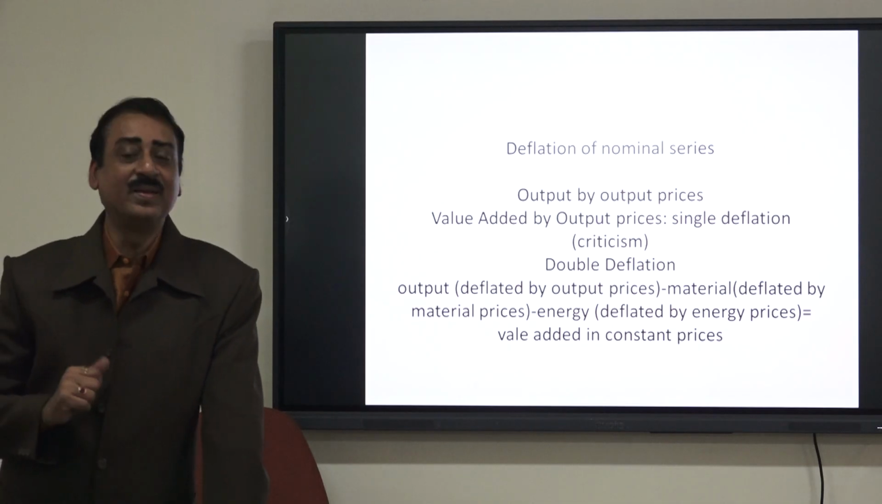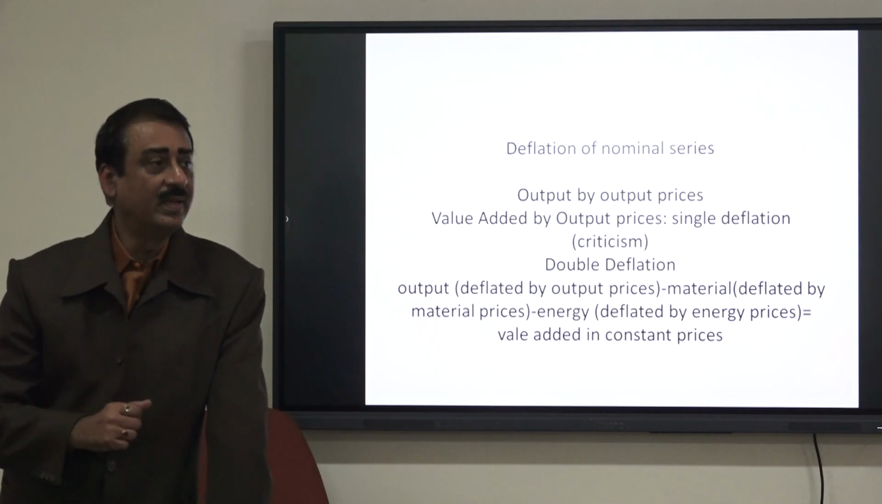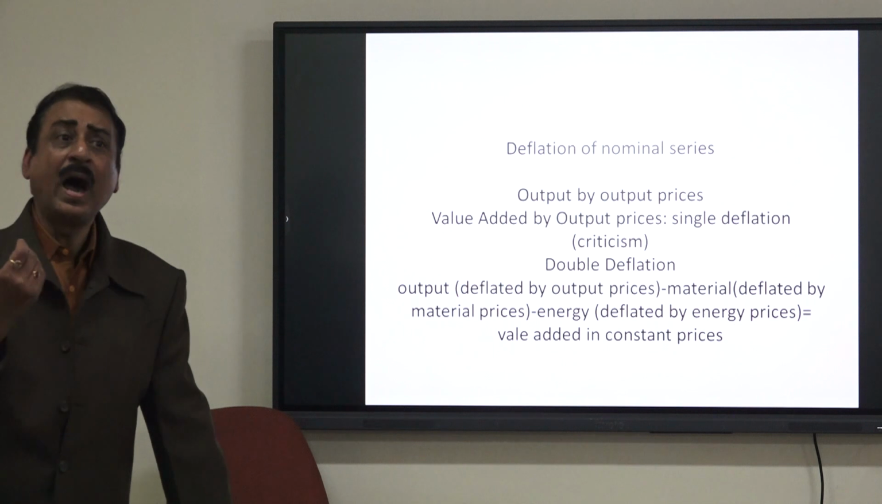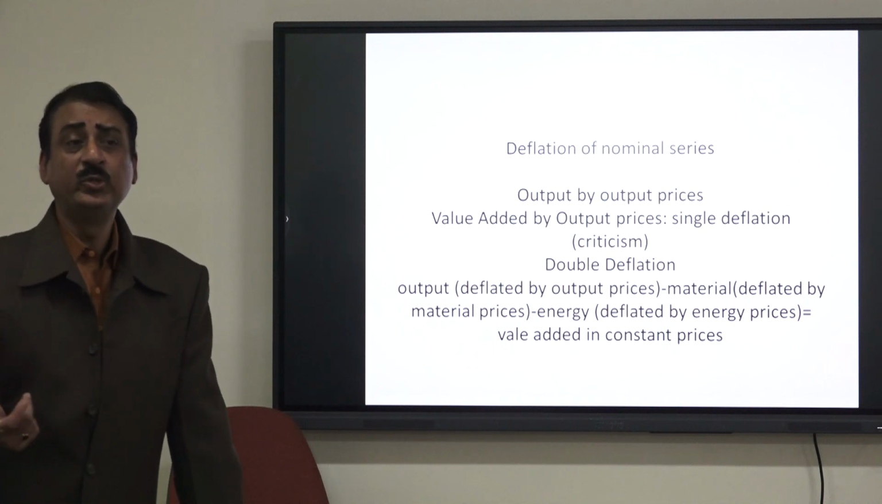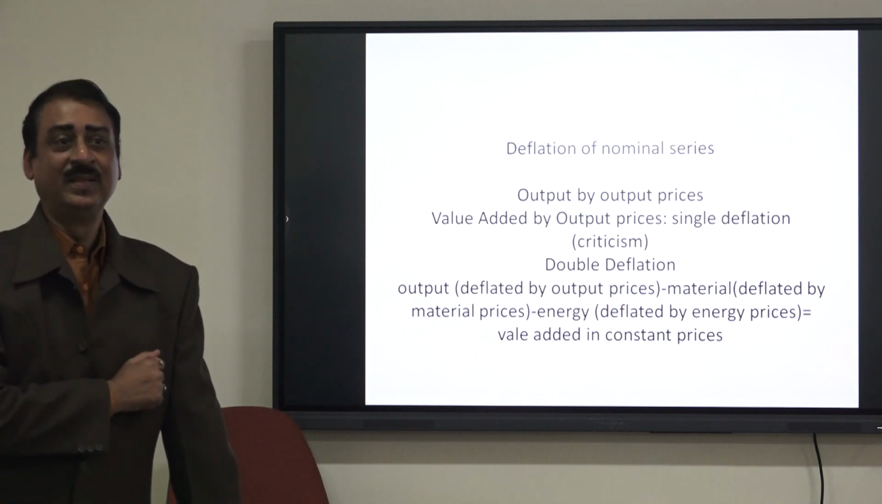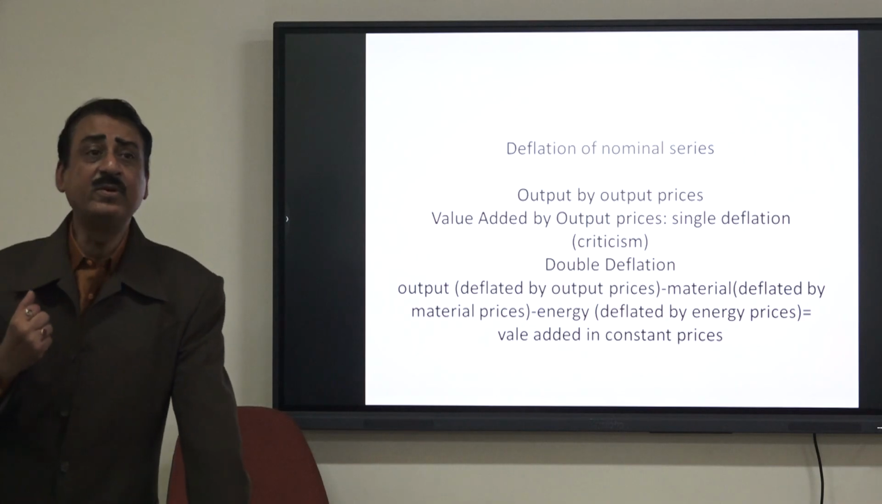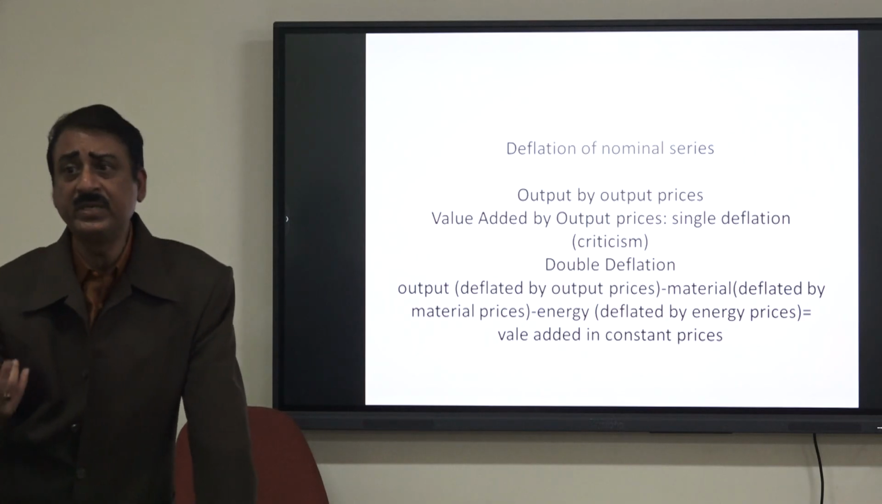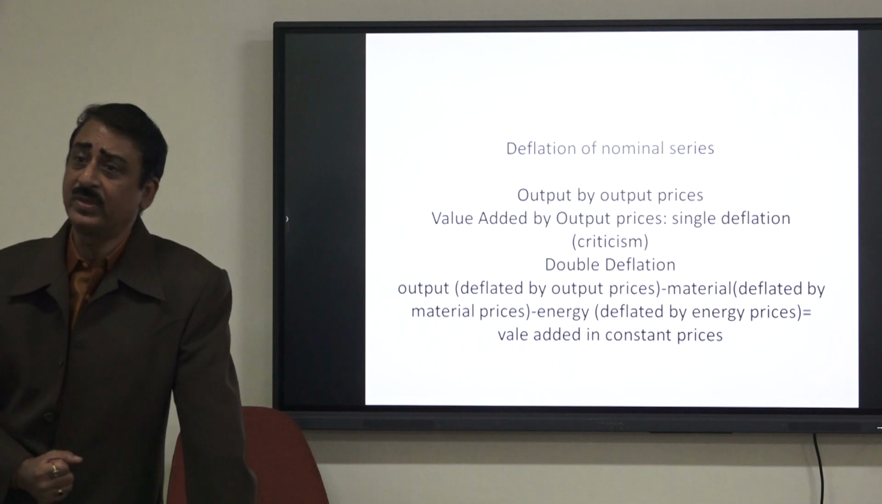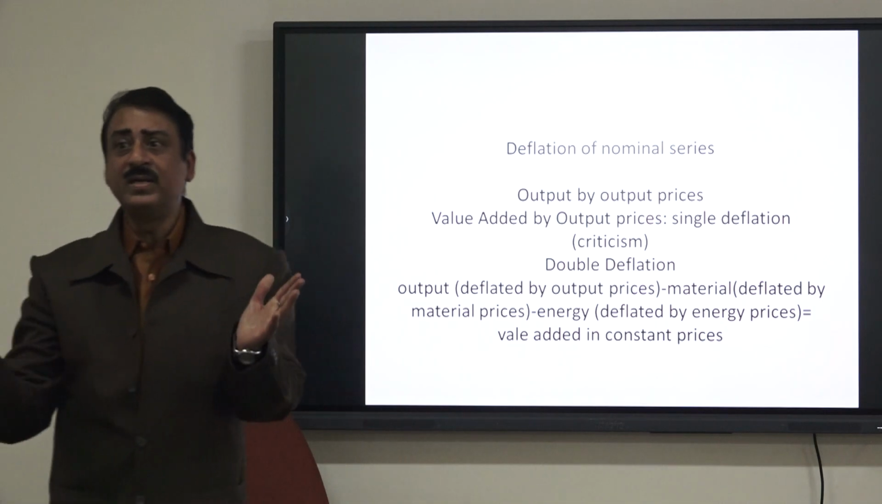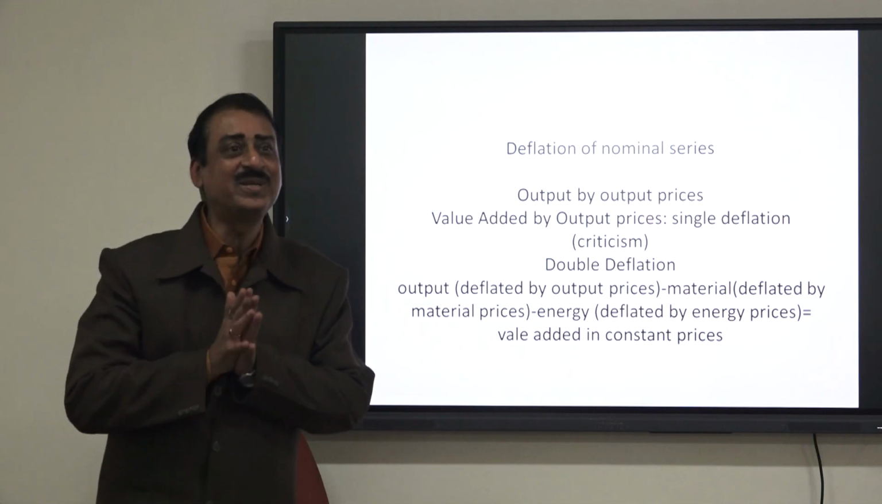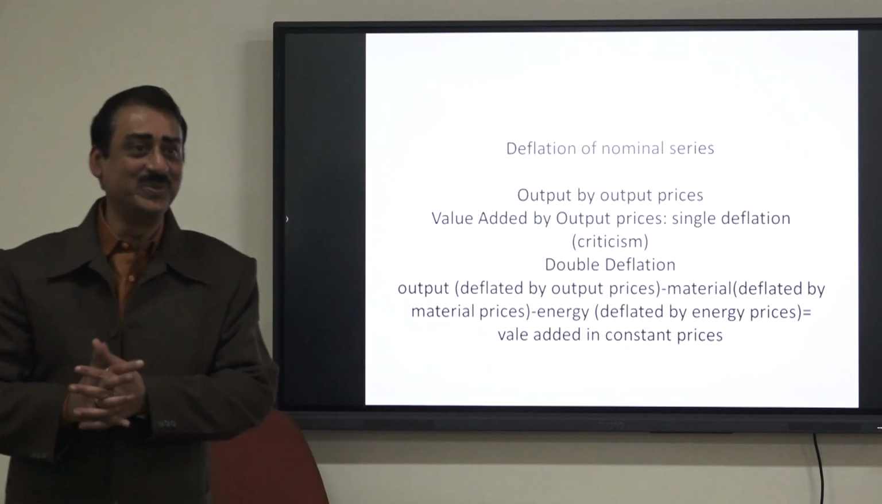So some people use the output price series to deflate the value added, because value added is defined as the contribution made by capital and labor. But in the real world it is very difficult to make a distinction between value added and output.